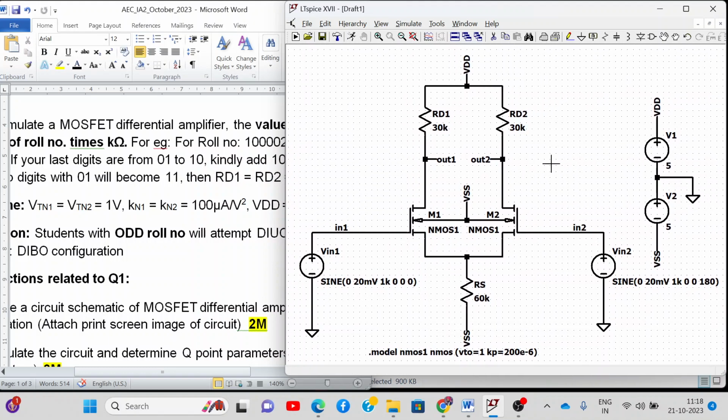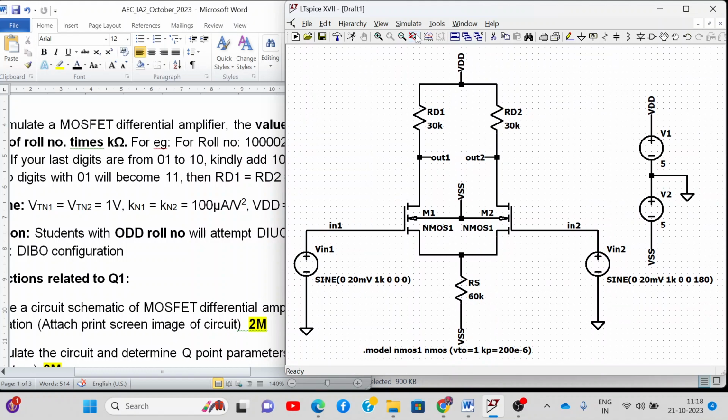Up till here it is clear. Please give me the feedback immediately so that I can proceed. Any doubts over here? Because this is what you have to do. So listen carefully.